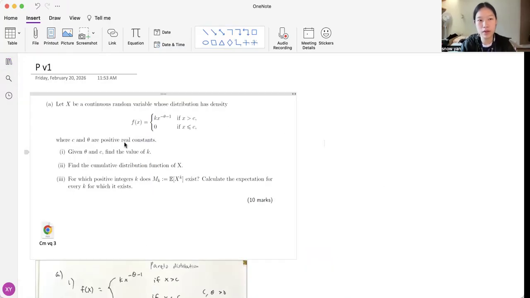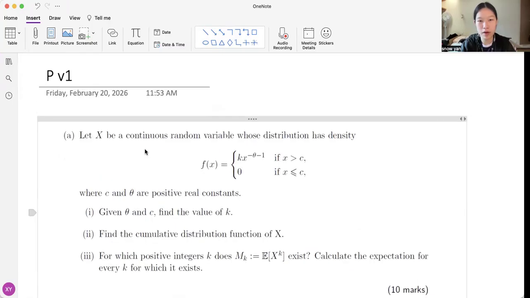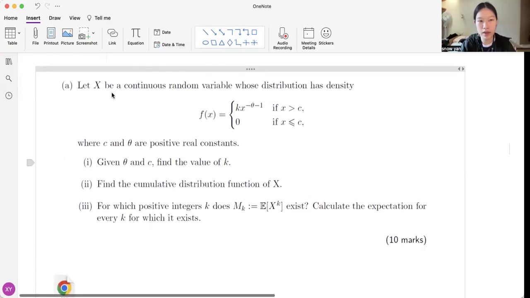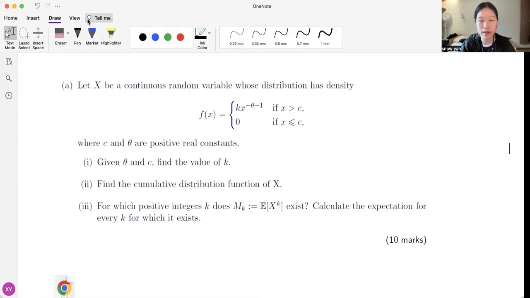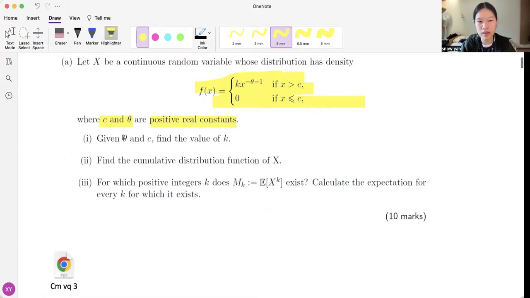Okay, so today's question is a probability question. Let X be a continuous random variable whose distribution has density f(x). There are two cases: when x is smaller than c, we have nothing, and when x is bigger than c, we have kx^(-theta-1), where c and theta are positive real constants. Given theta and c, find the value of k.